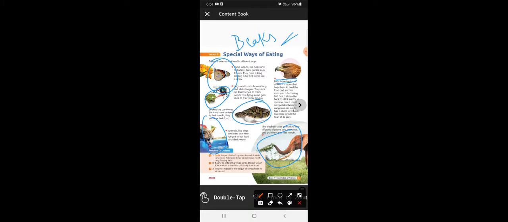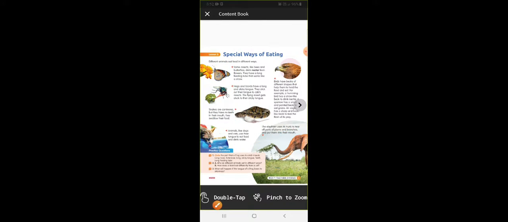A sparrow has a very short beak so that it can catch insects easily. Whereas a vulture or an eagle has a long, curved, pointed beak so that it can tear the flesh of its prey and then swallow it. So here also, with the help of a beak, we can see a special way of eating. Now let us try to complete the practice questions from your textbook, children.